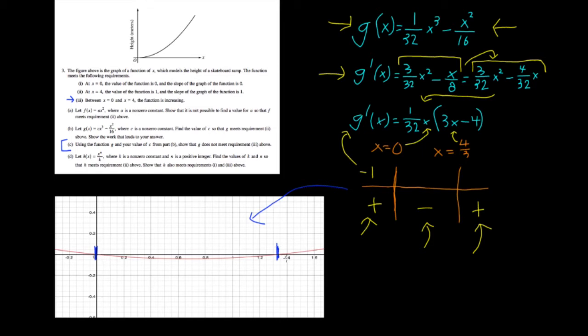line on the graph is below the x-axis, which means that g of x is decreasing between this area, which is between x is equal to 0 and x is equal to 4. So this shows that g does not meet requirement 3 above because it is not always increasing between x is equal to 0 and x is equal to 4.